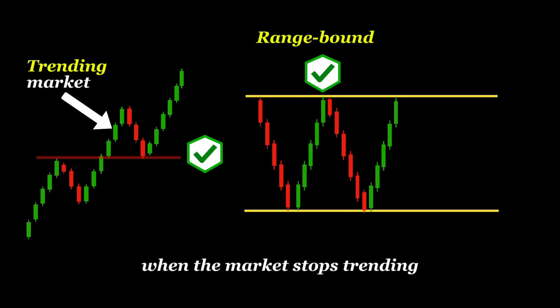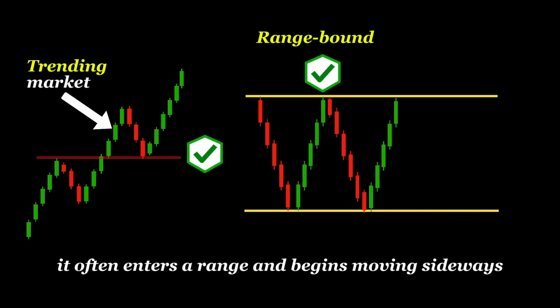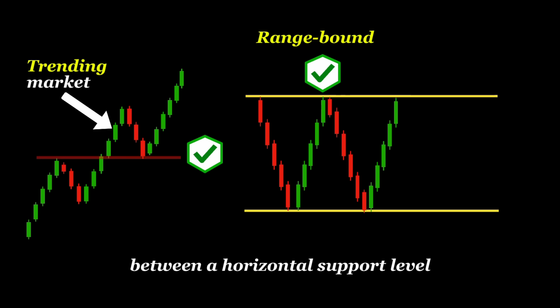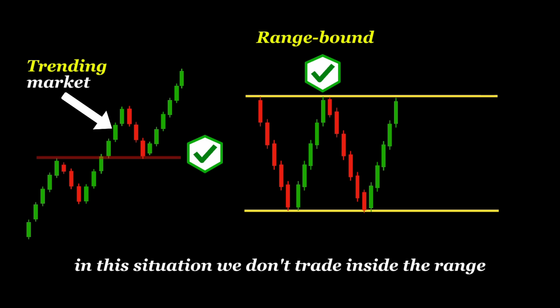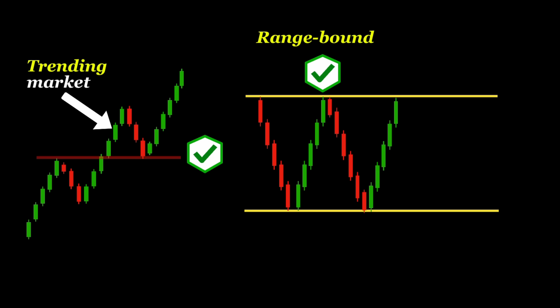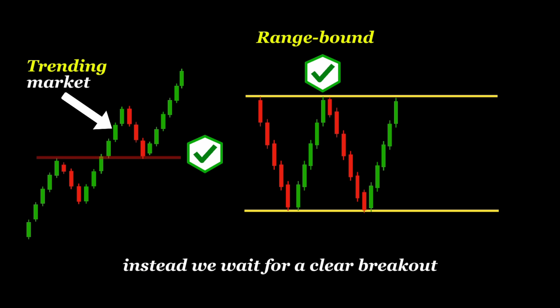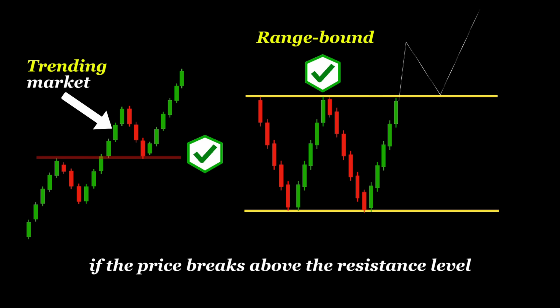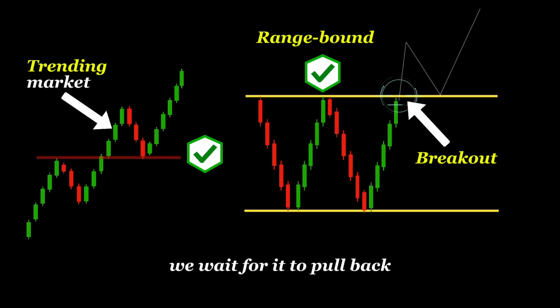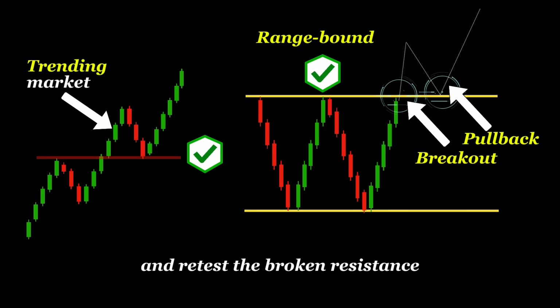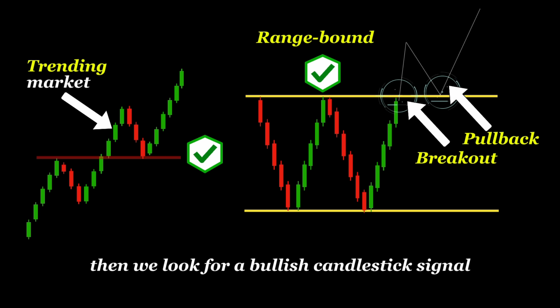When the market stops trending, it often enters a range and begins moving sideways between a horizontal support level and a horizontal resistance level. In this situation, we don't trade inside the range. Instead, we wait for a clear breakout. If the price breaks above the resistance level, we wait for it to pull back and retest the broken resistance, which should now act as support. Then, we look for a bullish candlestick signal.